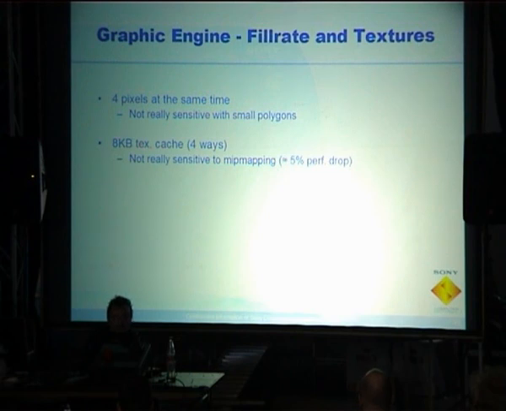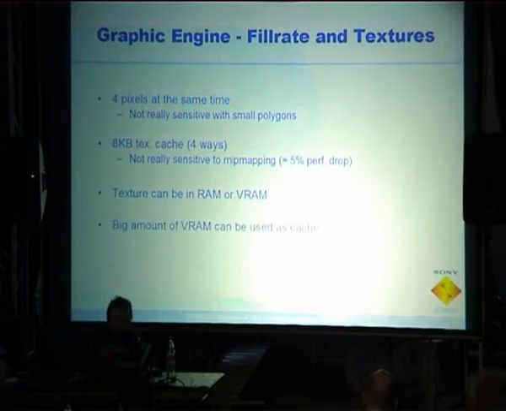The graphics engine does 4 pixels at the same time, which is not really efficient for small polygons, so use it wisely. It has an 8K texture cache as well. The textures can be in RAM or in VRAM, and a big amount of VRAM can be used as your own cache for your vertices, other data, whatever you want. The only thing you can't do from VRAM is run code. That'd be too good. And texture compression is in hardware.